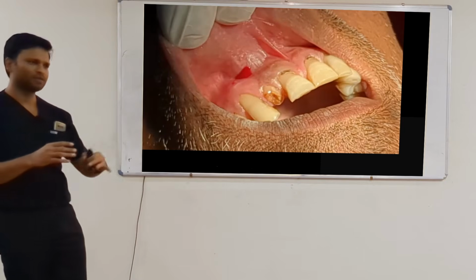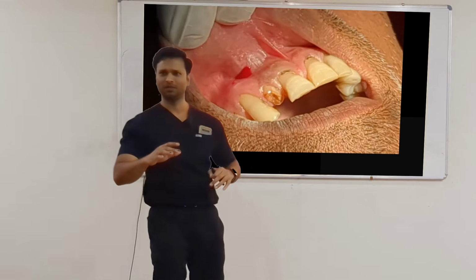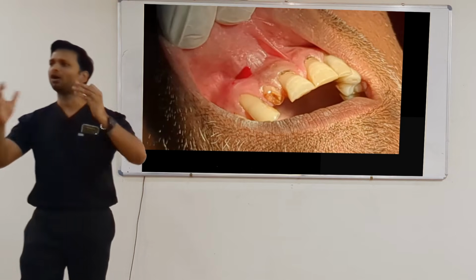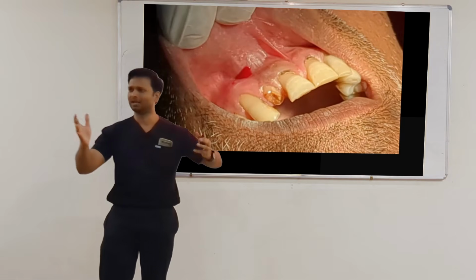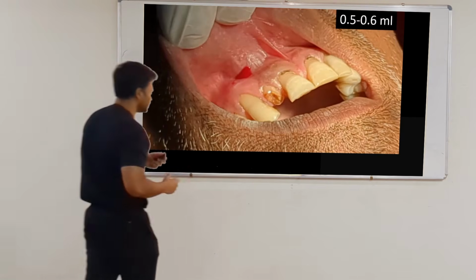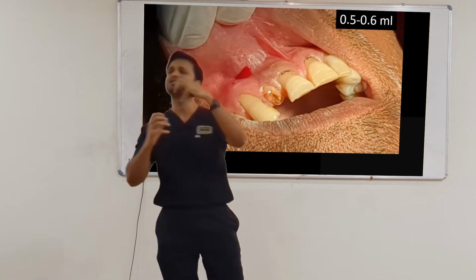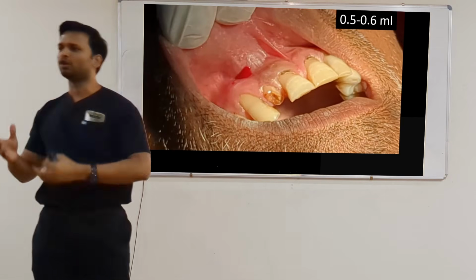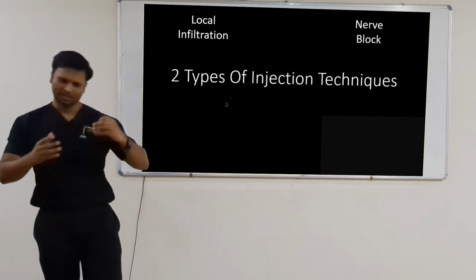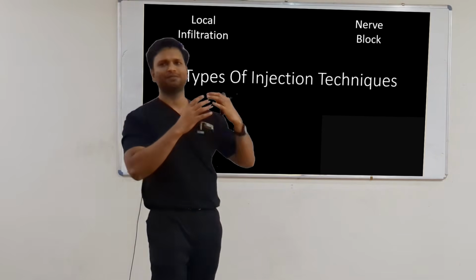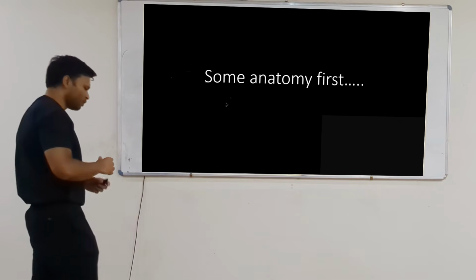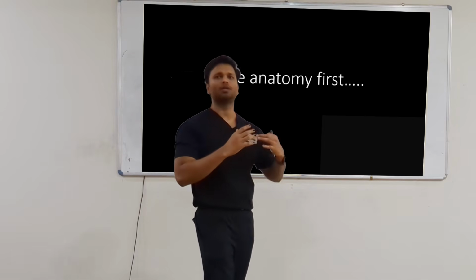And in maxilla, most of the time, local infiltration is more than enough. Okay? When do we want a nerve block? Where we want to operate on a larger area, or आपको RCT करना है in a larger area, that is 3 or 4 teeth. Okay? Oh, I forgot to mention this, in local infiltration, the amount of local anesthesia solution to be deposited is 0.5 to 0.6 ml. Okay? So that was local infiltration. Second is nerve blocks. These are preferred where you want to operate in a larger area. Okay? So before we talk about maxillary nerve blocks, I want to talk about some anatomy first.